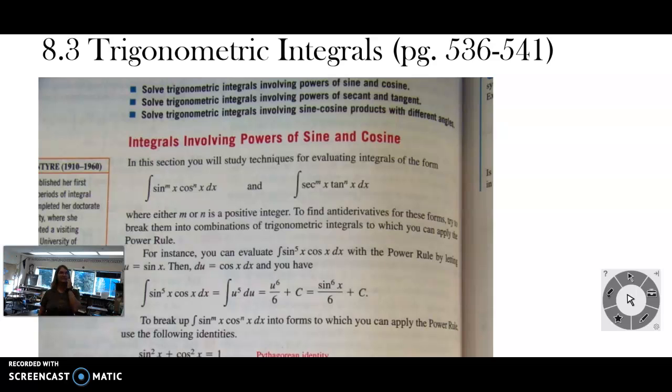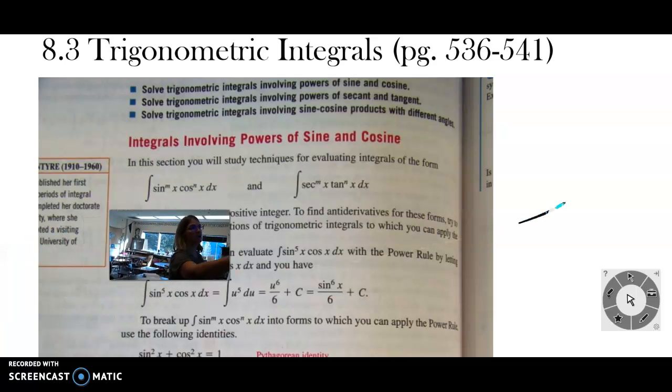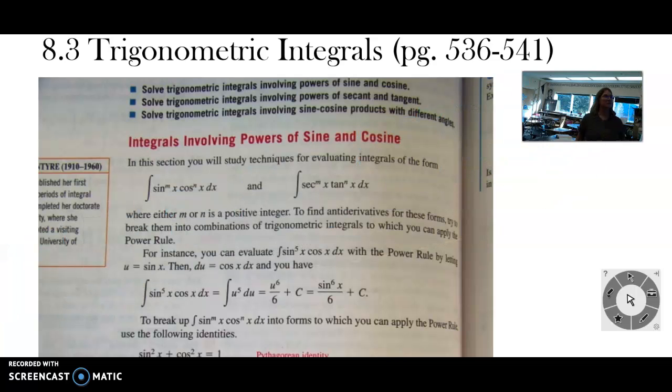Hey guys, so I'm going to make a video on trigonometric integrals in your textbook, page 536 to 541. So you can follow along if you're using this textbook. What we're going to look at in this lesson is how to solve trig integrals involving powers of sine and cosine, or secant and tangent, and then solve trig integrals involving sine and cosine products with different angles.